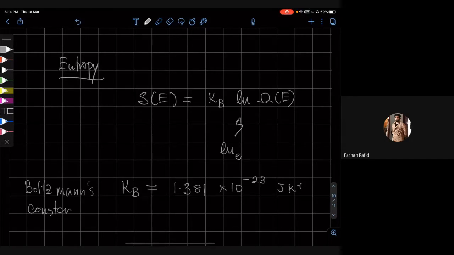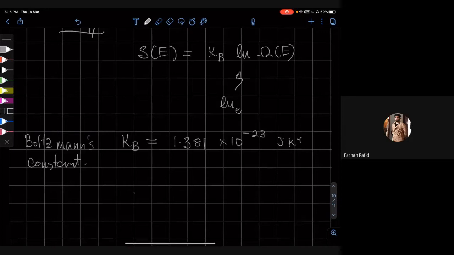So in cosmology, Boltzmann's constant is often set to 1. If it's set to 1, then temperature and energy will have the same units, and entropy will be dimensionless, right?